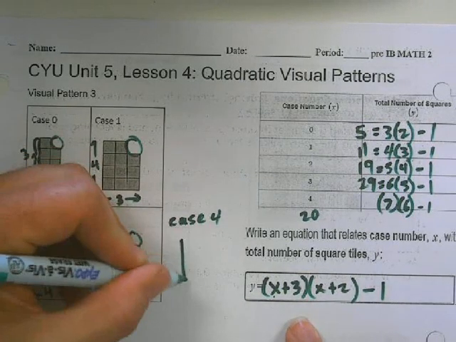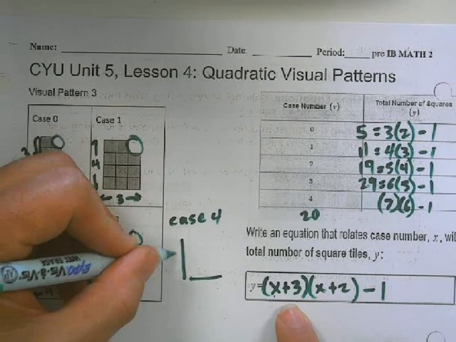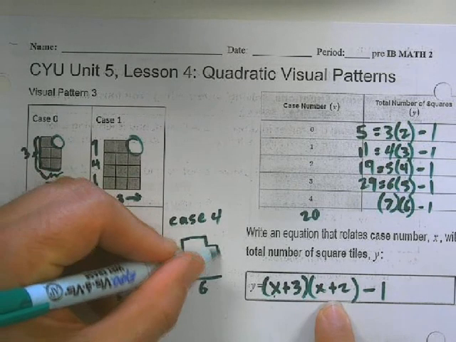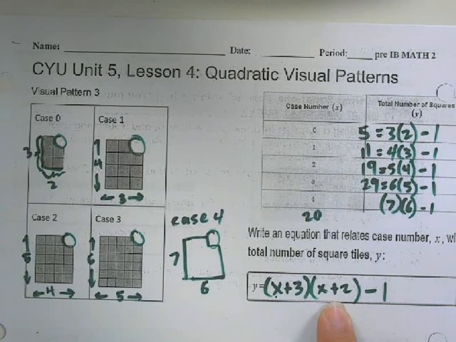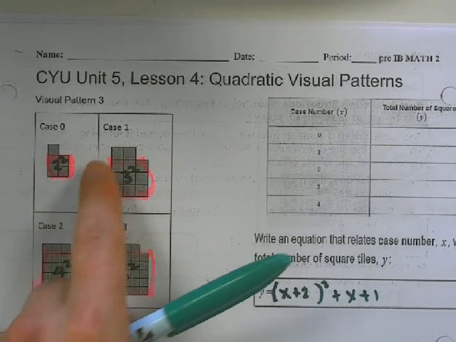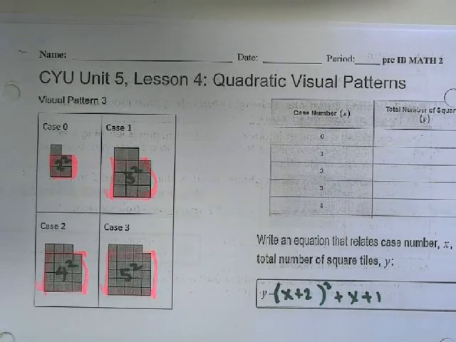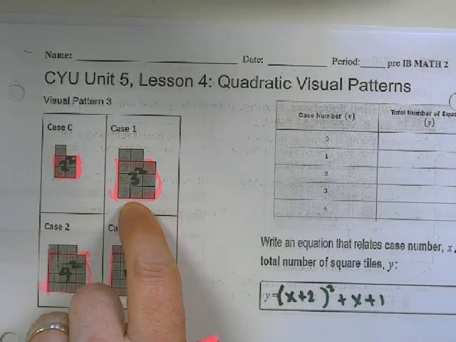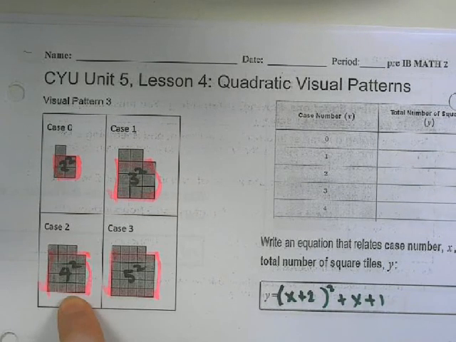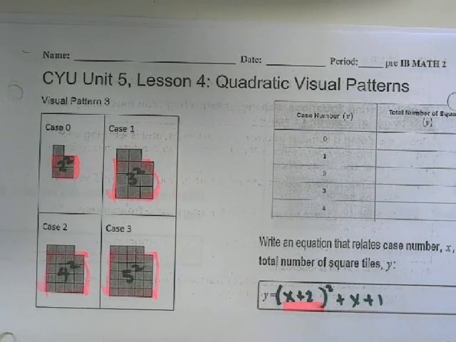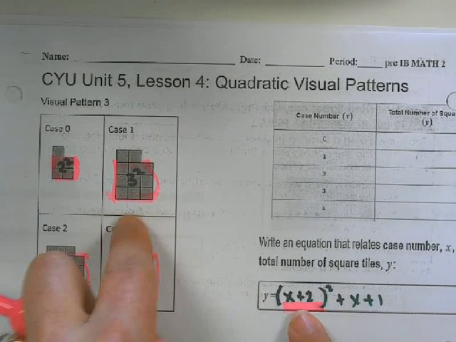So what did we do here? We had 7 and 6. And then we took away 1. Okay? So another way that I did it in a different period was I said, look, we've got a square, a square, a square. So in case 1, this is a 3 by 3. In case 2, this is a 4 by 4. In case 3, we've got a 5 by 5. So basically, we add 2 to the case number, and we square that value.